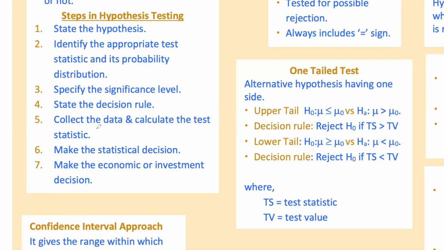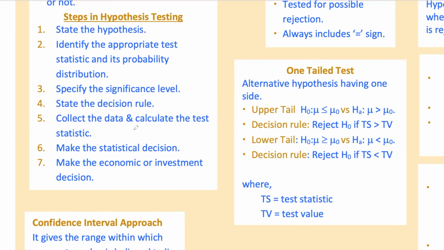We gather our sample data and calculate the test statistic. It's important that our data is free from errors and biases. This step is pretty straightforward. It's all about doing the math correctly. For example, if we're testing the mean return of a stock, we would collect a sample of return data, calculate the sample mean, and then use the appropriate formula to compute the test statistic. For example, a z-score or t-score.